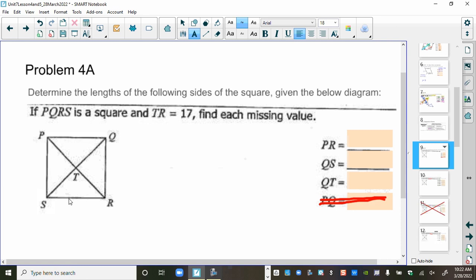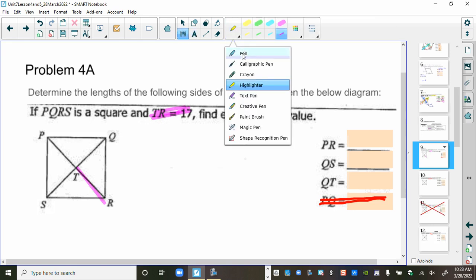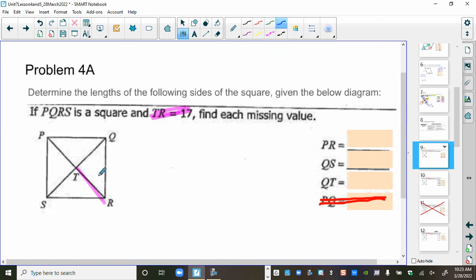Here we go. So we're right now dealing with diagonals because they said TR was 17. So they said from T to R, 17. Now, that's this inside part right here.